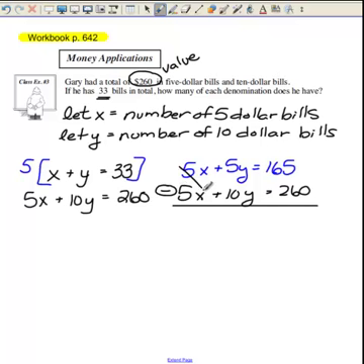5x minus 5x means my x's are eliminated. 5y minus 10y is negative 5y. And 165 minus 260 is negative 95. If I'd been thinking, I might have written those numbers in the equations in the opposite order so that I didn't end up with negatives. But in either case, I'm getting y is 19. So that means I have 19 $10 bills.